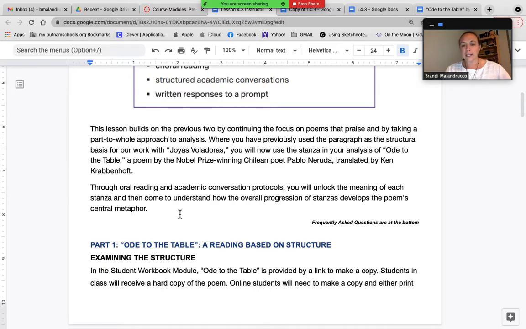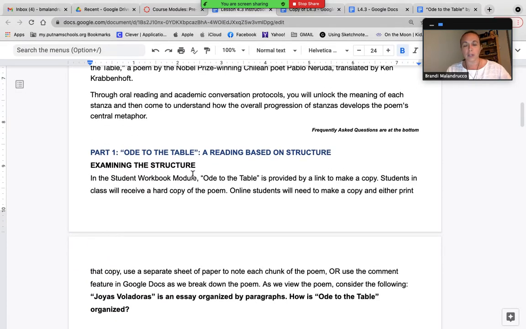Through oral reading and academic conversation protocols, and it's going to be more academic conversation prep because we're going to use the discussion board on Canvas, you will unlock the meaning of each stanza and then come to understand how the overall progression of stanzas develops the poem's central metaphor. So part one, Ode to the Table, a reading based on structure.